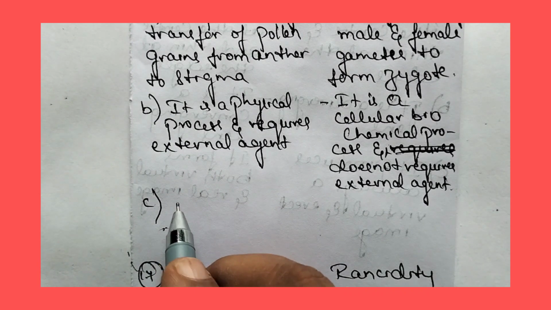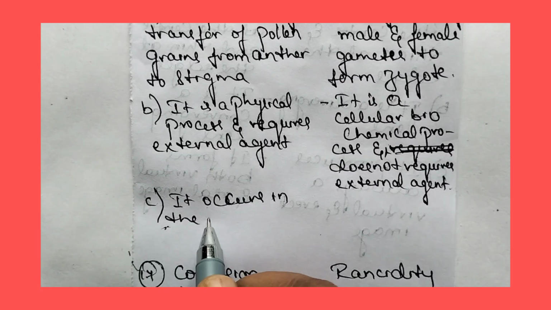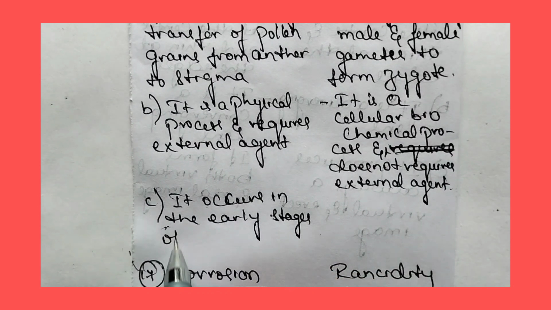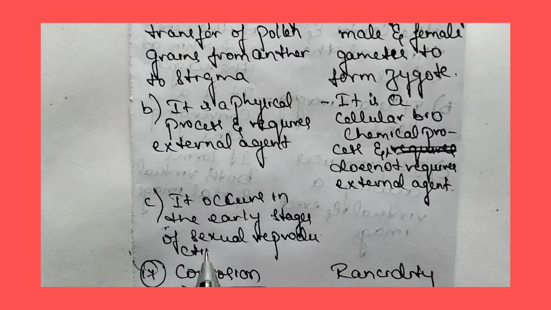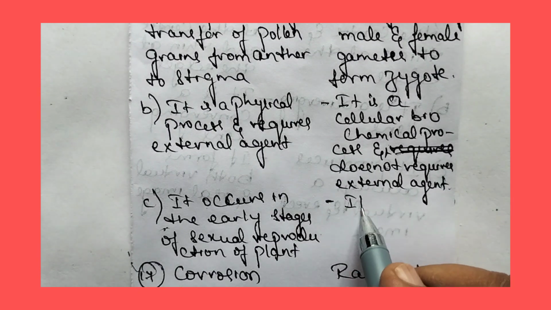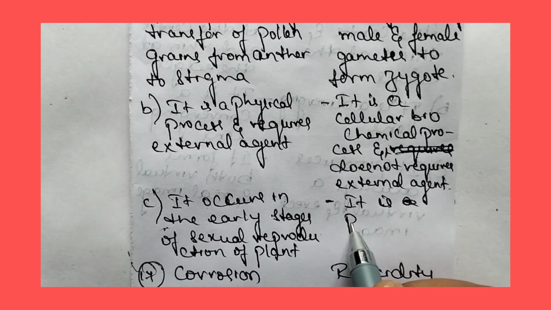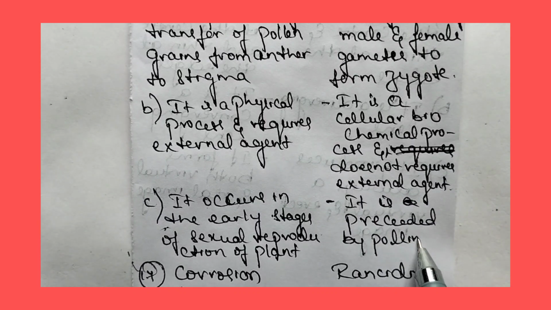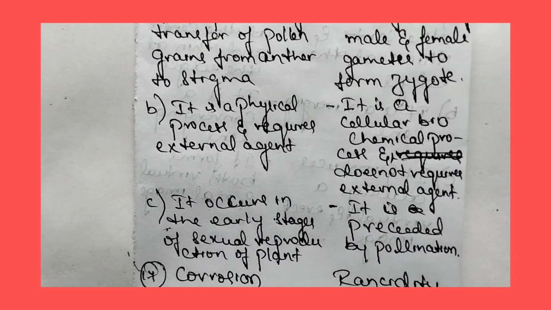Then the third difference. Pollination occurs in the early stages of sexual reproduction of plant. Fertilization is preceded by pollination. That means fertilization occurs after pollination. So these are the differences between pollination and fertilization.